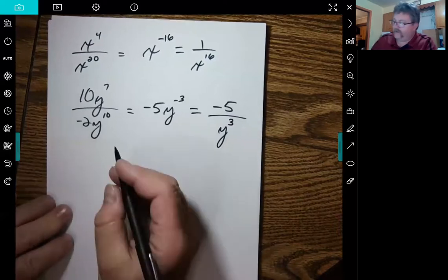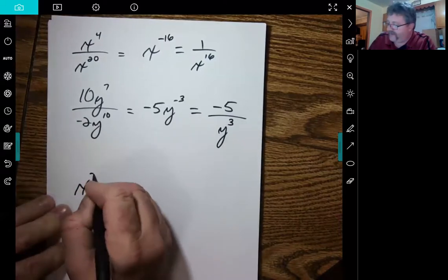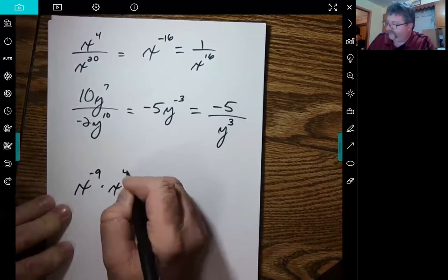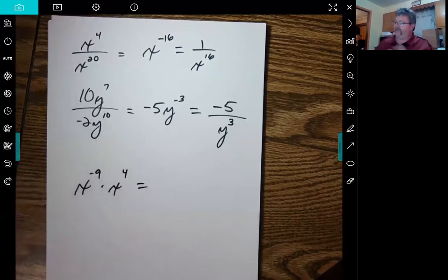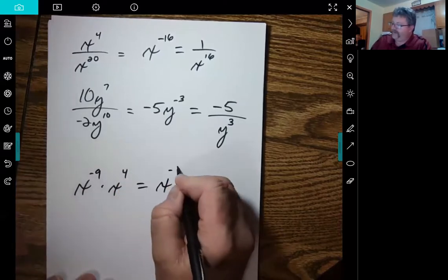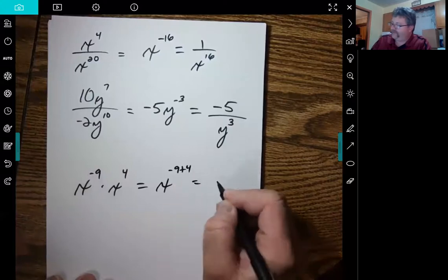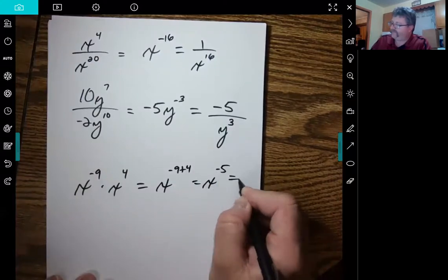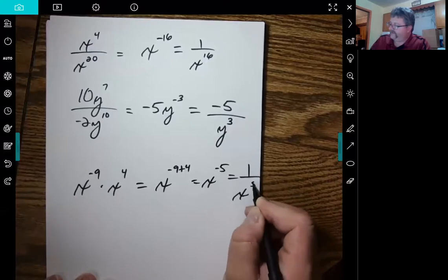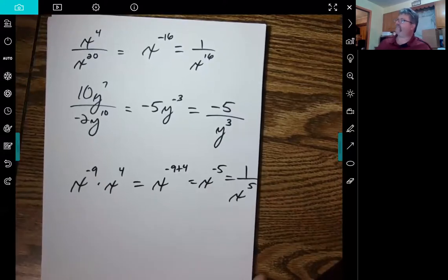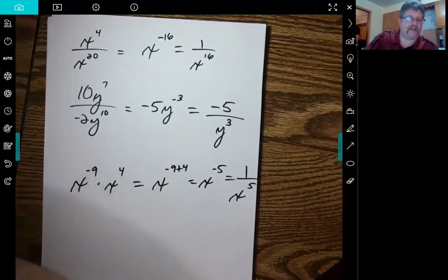Okay. How about x to the negative 9th times x to the 4th? Well, here I'm going to add the exponents. So I'm going to add the negative 9 plus 4, which is x to the negative 5, which is 1 over x to the positive 5. Okay, I like it.